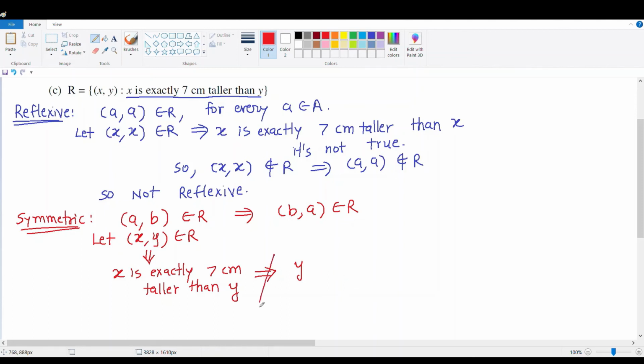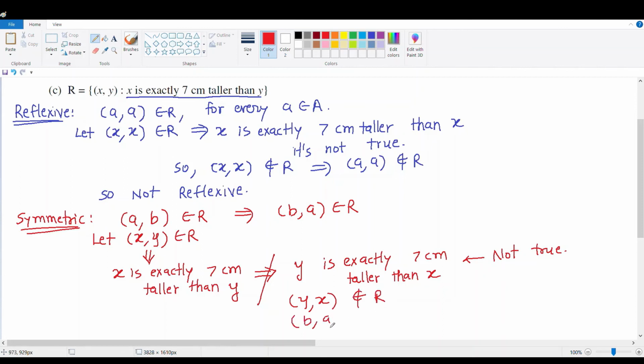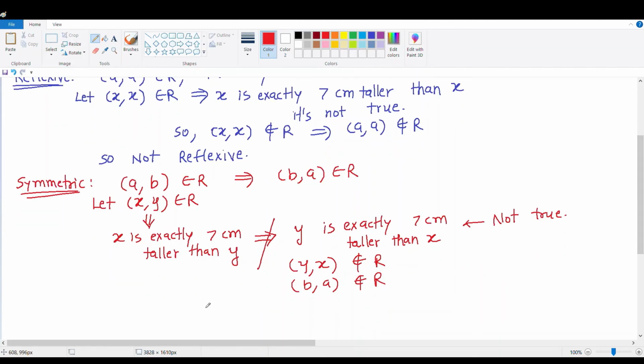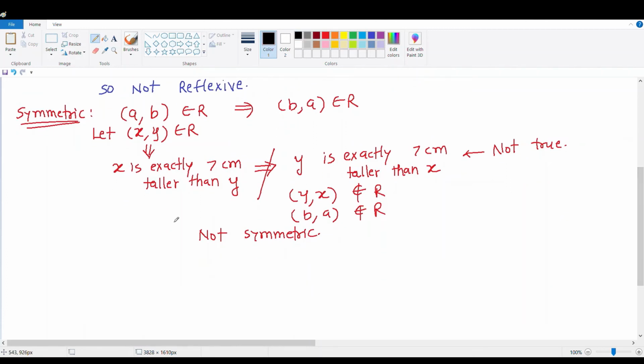So this does not imply that y is exactly 7 centimeter taller than x, because it's not going to be true. This is not true. That means (y, x) does not belong to R, and that means (b, a) does not belong to R, and that means it is not symmetric. So this relation is not symmetric either. Now we are going to check for transitive.